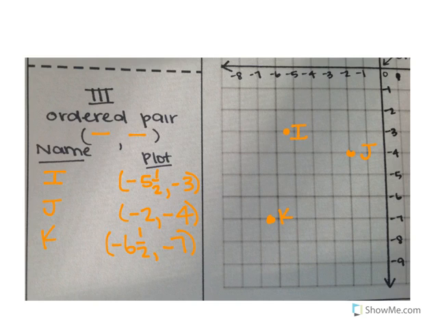The ordered pair for plot K is -6½, -7. So -6½ is your x-coordinate and -7 is your y-coordinate.